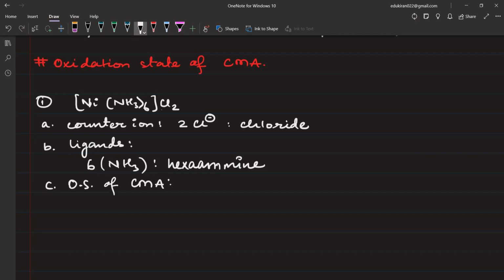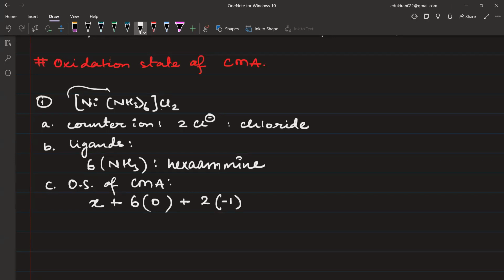Okay, so we don't know the oxidation state of the central metal atom, so nickel is going to be x plus 6 into what is the oxidation state of NH3? What is the charge on NH3? NH3 is a neutral molecule, so that is why it will have 0 charge. And what charge is there in Cl? We have 2 Cl and each of them has -1 charge. Is that clear? Yes or no? Please tell me, guys. Understood the complete thing?